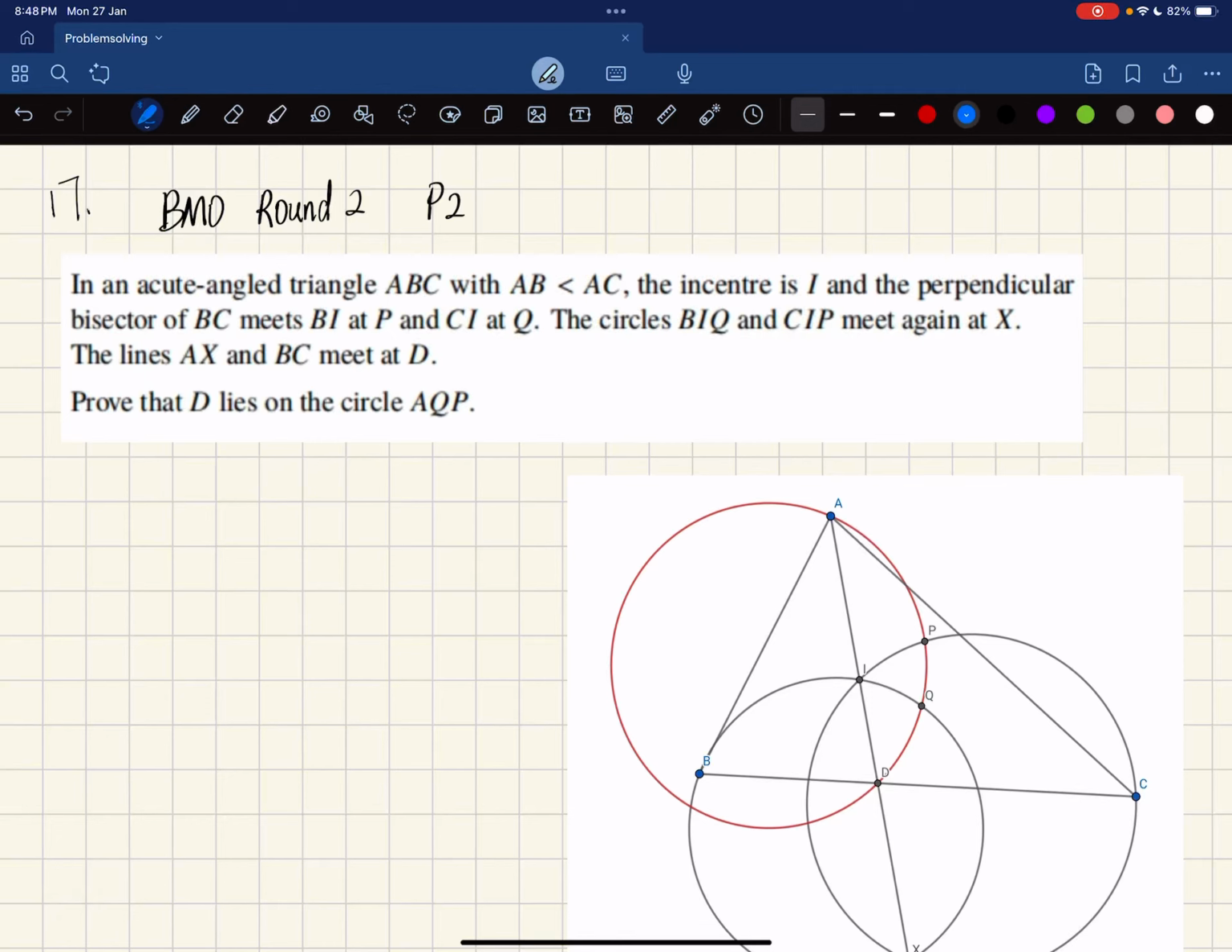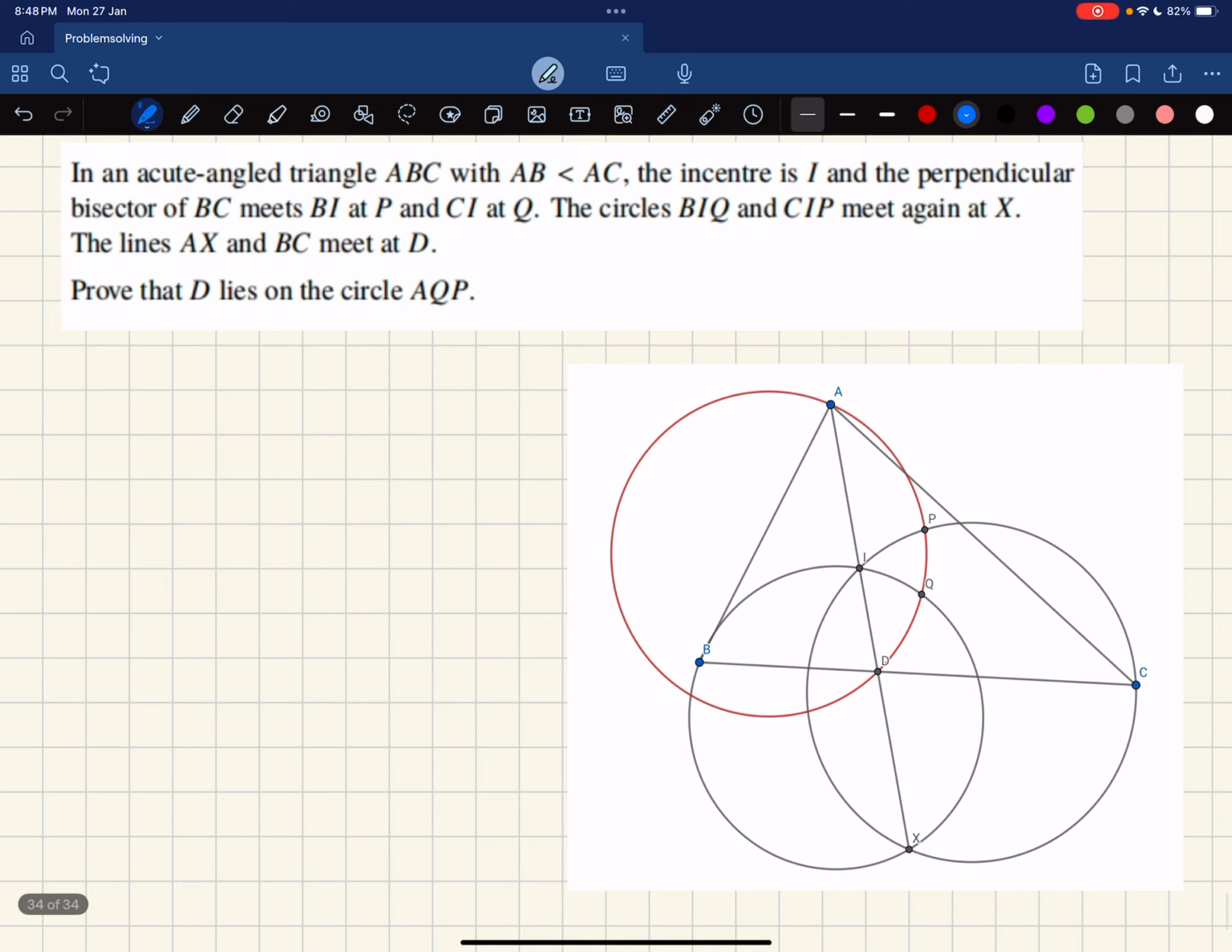Okay, so let's now take a look at this geometry problem which appears in this year's 2025 British Mathematical Olympiad Round 2, and it is the second problem. Personally I think this problem is not that difficult, but you have to prove it step by step, so you can finish the proof after several steps. Okay, so let's first look at this problem.